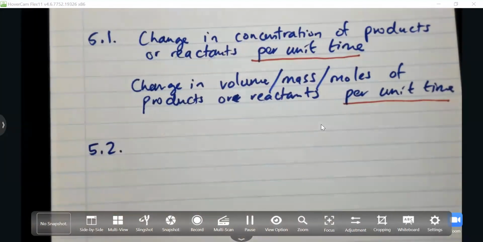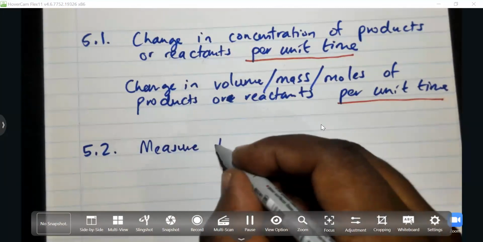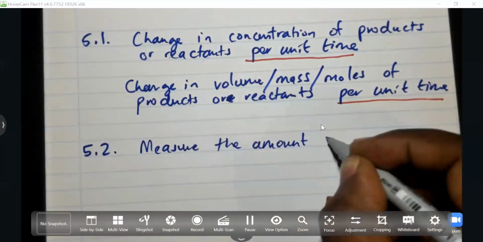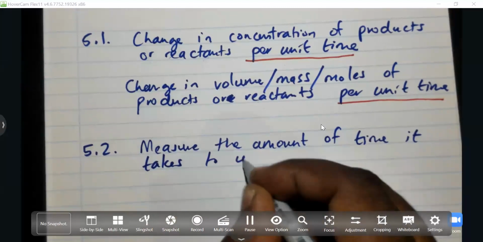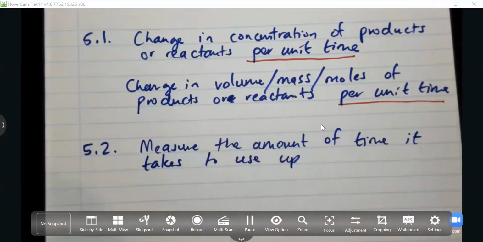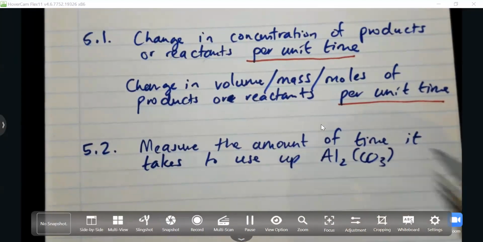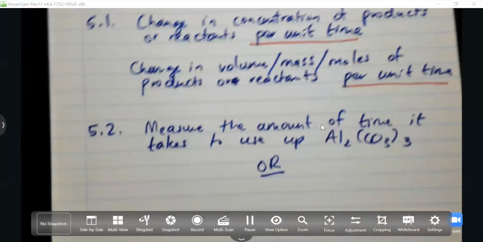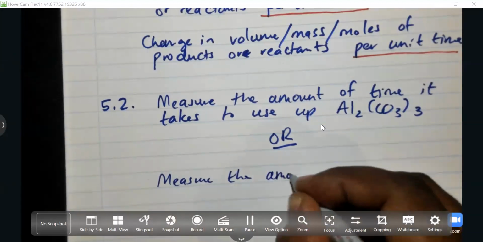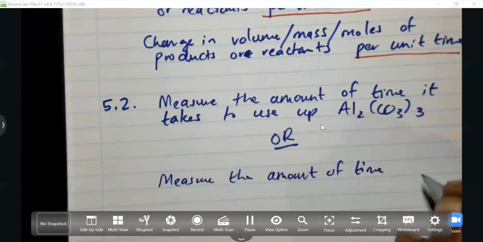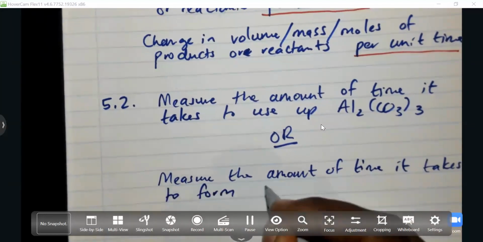So for 5.2, for this particular experiment, we'd have to measure the amount of time it takes to use up Al2(CO3)3, or we can measure the amount of time it takes to form CO2.